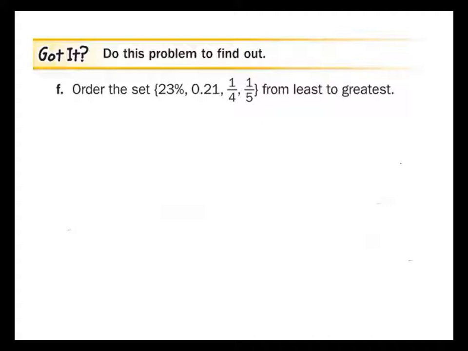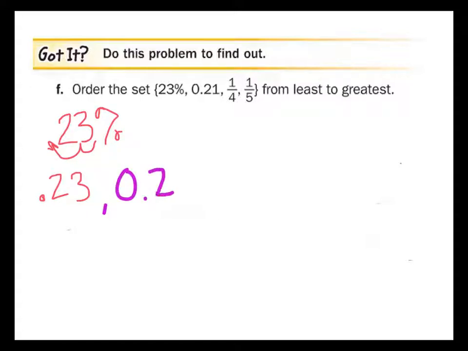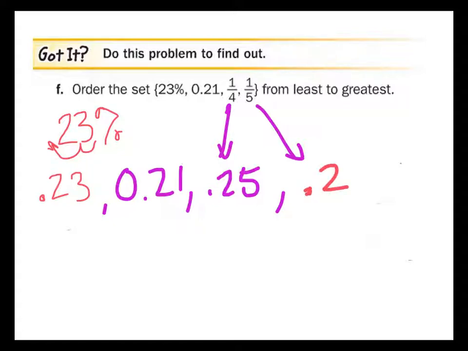What you're going to do is take 23% and move the decimal twice. It comes out to 0.23. Our next value is 0.21. 1/4 is 0.25. And 1/5 is 0.2 or 0.20. Now, here's the thing, this wants us to go from least to greatest.